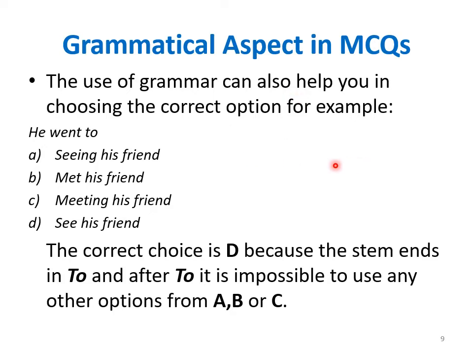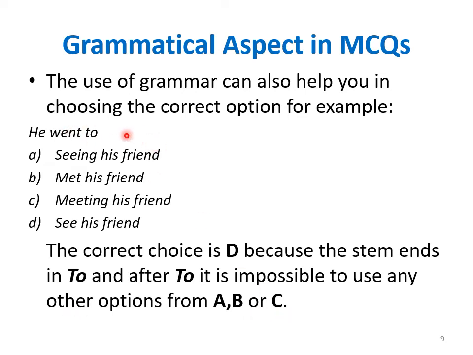For example, he went to, and then you have four options: seeing his friend, met his friend, meeting his friend, see his friend. Now we must understand that the stem is in the past tense, and we have to look at the grammatical aspects, whether the next option fits here grammatically or not. The correct choice is D, because the stem ends in to, and after to it is impossible to use any other forms except for A, B options from A, B, and C.